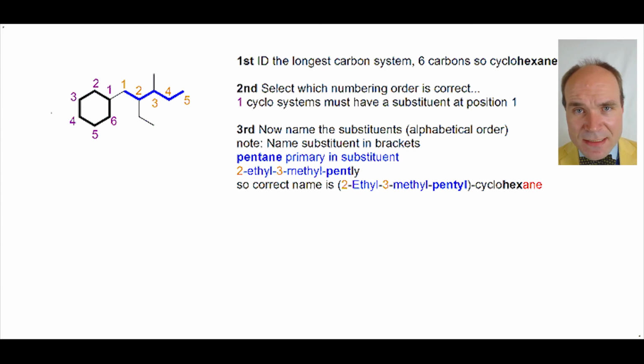Notice that we haven't indicated the location of the complex alkane at position 1. This is because there is only one functional group, and so it must be at position 1. We don't have to tell you that.